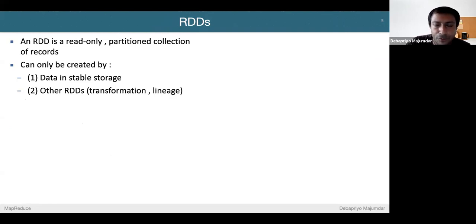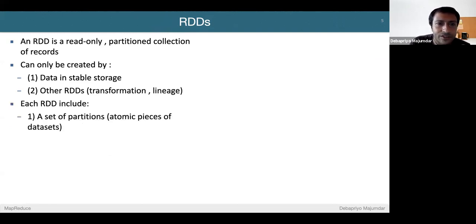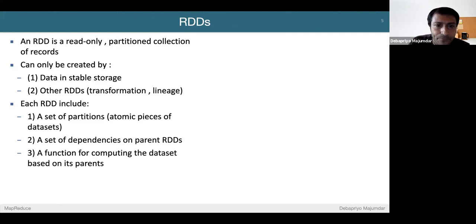That means you have computed something before. Whatever you are creating is also an RDD. Each RDD will include a set of partitions. Okay, certain things may not be absolutely clear now, but we'll refer to these slides when you do the hands-on. And a set of dependencies on parent RDD. That means how is this RDD created? By what computation path is this created? Okay, and a function for computing the dataset based on its parents.